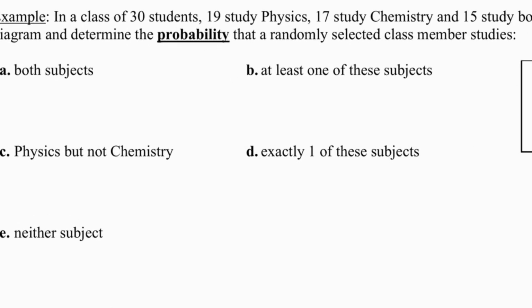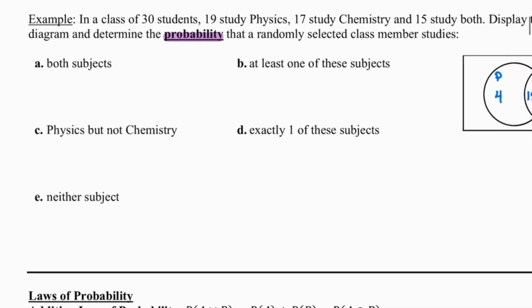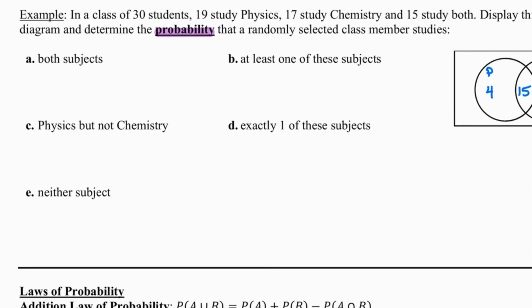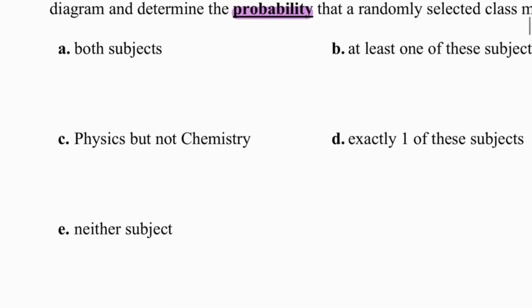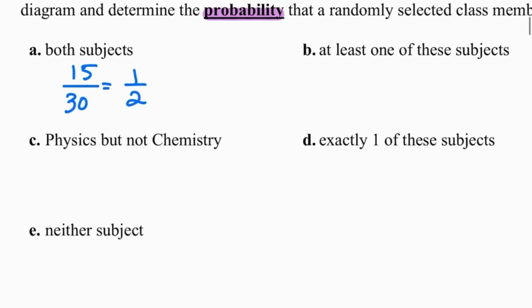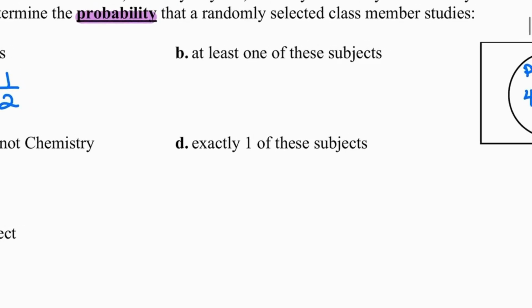I bolded and underlined it here, but it's up to you to figure out what I'm asking for, because if you don't give me probability, you're getting it wrong. If we select one student at random, there are 15 students that study both subjects out of the 30, and always reduce, so 1/2. At least one subject means that they're doing physics or chemistry, so we add up all the numbers inside the circles and get 21 out of 30, or 7/10.